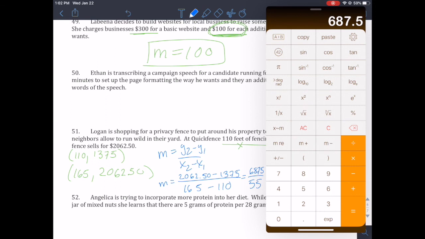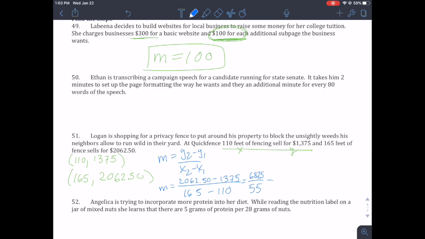So we could leave it as that, but we really want to try to find a more meaningful number. If we actually do 687.5 divided by 55, we get 12.5. I do like to write it out here again, that M is 12.5. And if we want to think about a meaning for that, that means $12.50, because dollars are on the top, per foot of fence. So it's $12.50 per foot. Okay, now that we've seen all these different cases, you should be able to complete the rest of the examples.